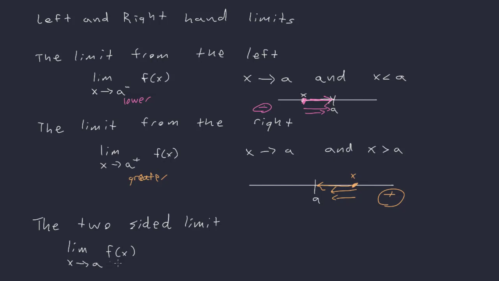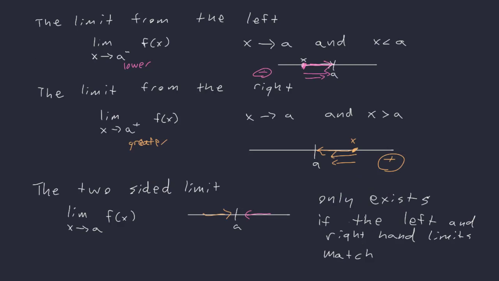All right, now before tackling another example, we'll say that the two-sided limit, which is the normal limit we've been talking about, approaches a from both sides, and it only exists if the two-sided limits match. So this only exists if the left and right hand limits match. Right, so what do I mean by that?